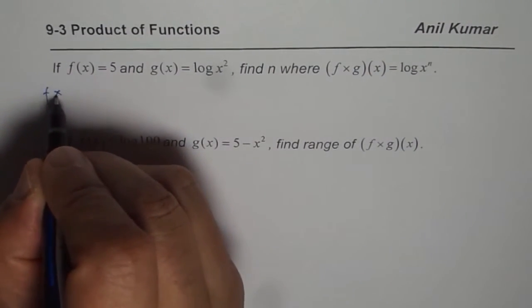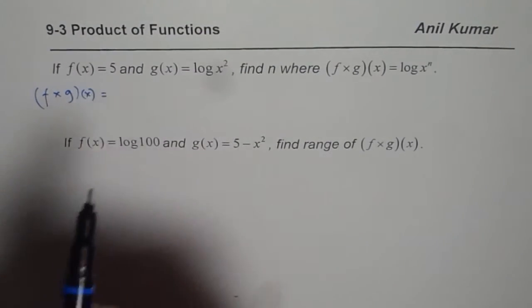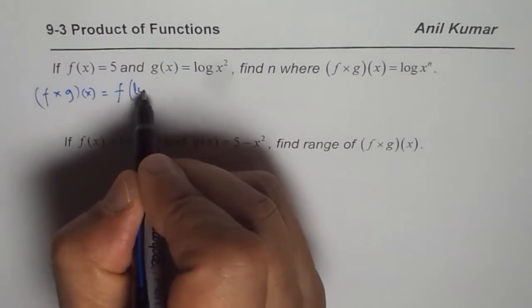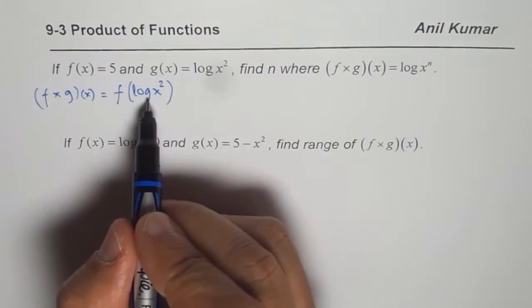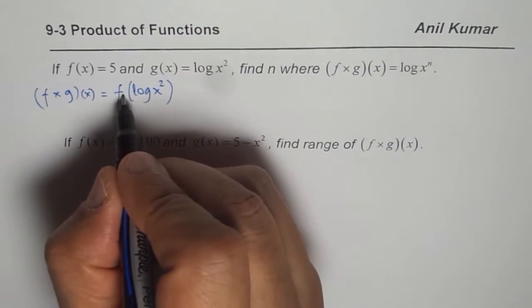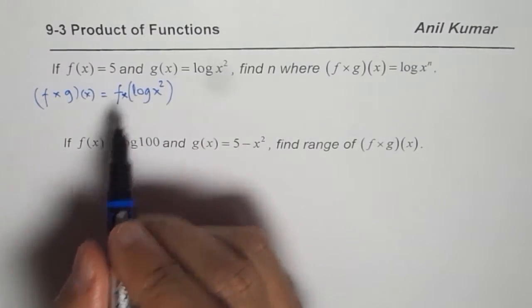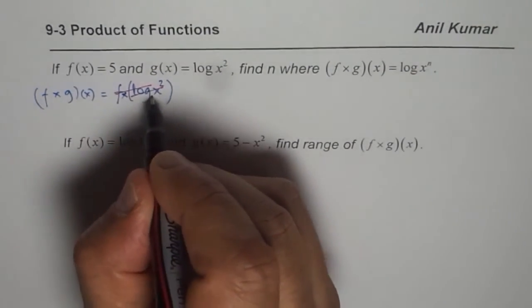So f times g of x is indeed equal to f of g of x is log x square, right? So g of x is f times, I'm sorry, f times g of x is f times, okay, let me erase this. It's not kind of right. It's kind of wrong.